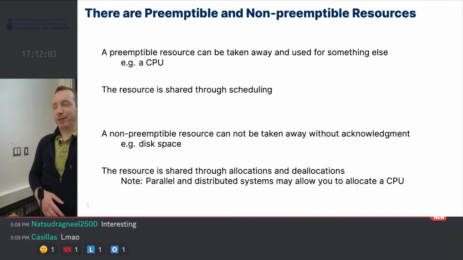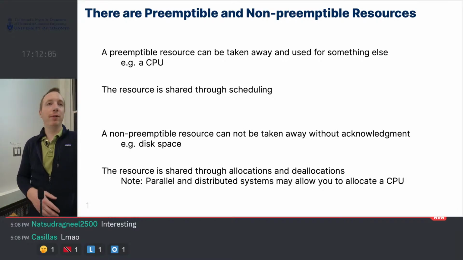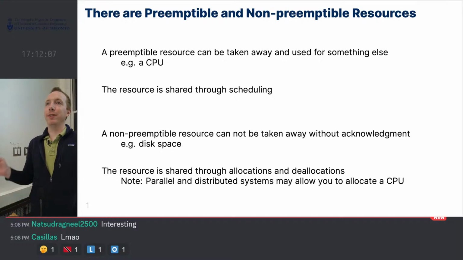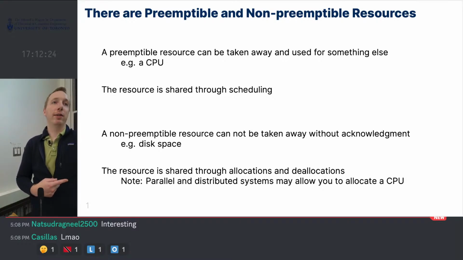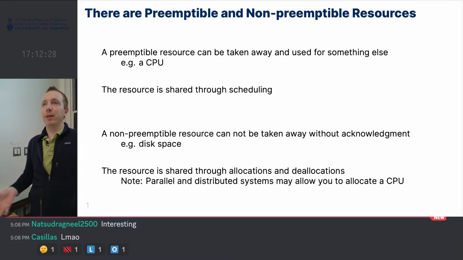In super high performance computing, if you ever get into that, sometimes you might find that CPUs are a non-preemptible resource. You can allocate a CPU to your process, and then you are guaranteed to be the only one with it, and you get nice performance characteristics because you know nothing else can ever take it away from you. But that's not in this course in general. CPUs are preemptible, you have to share.